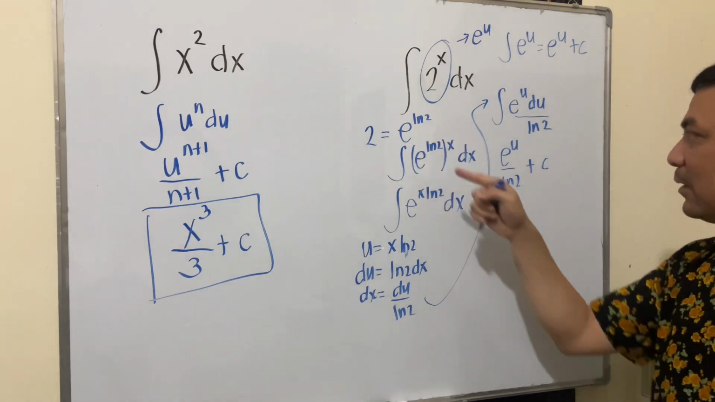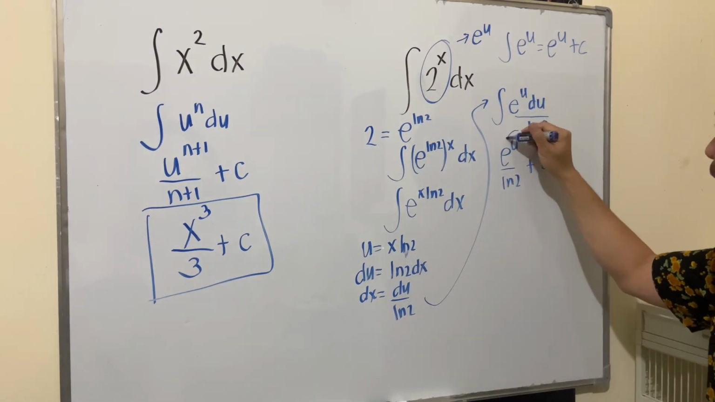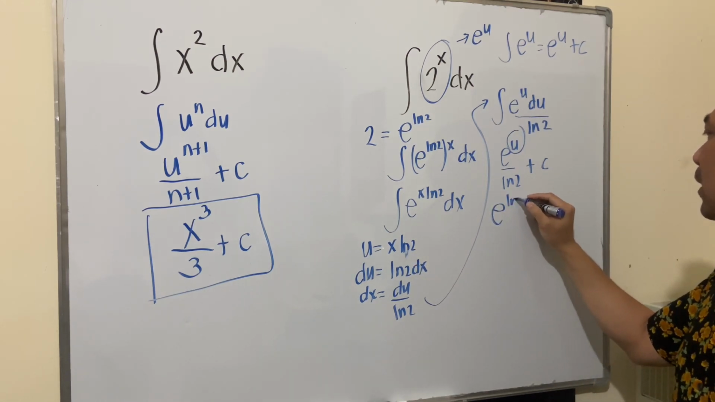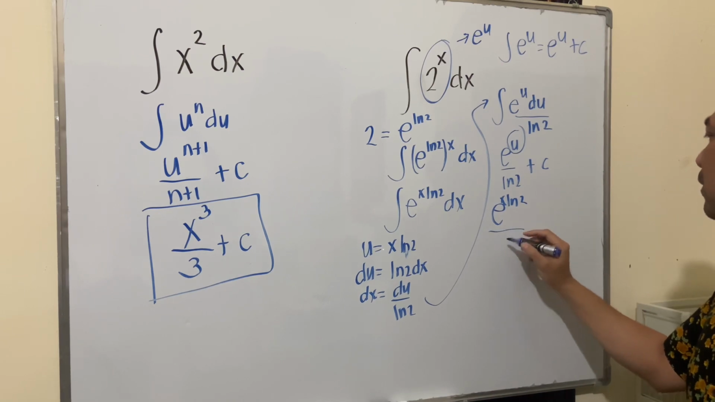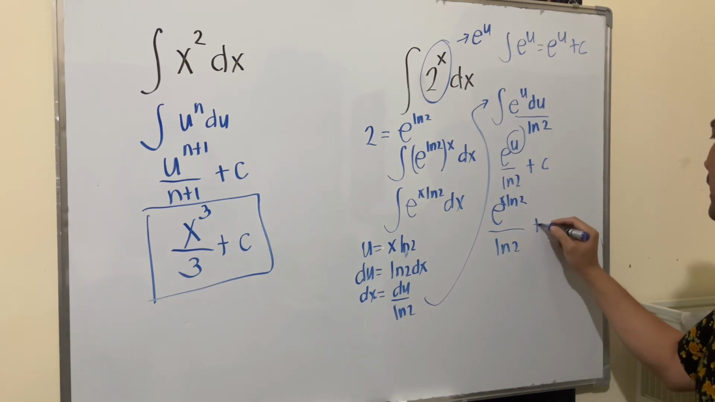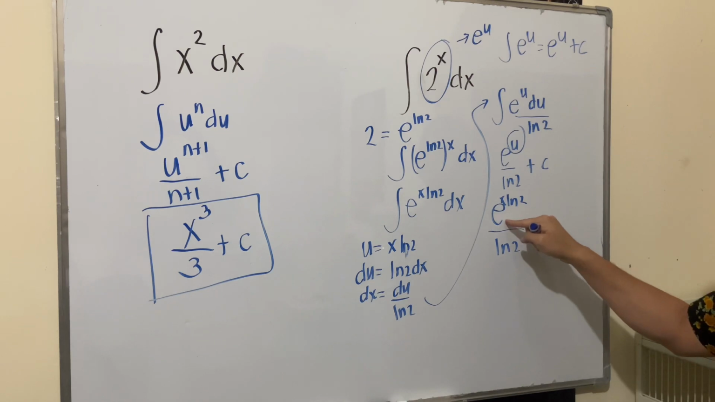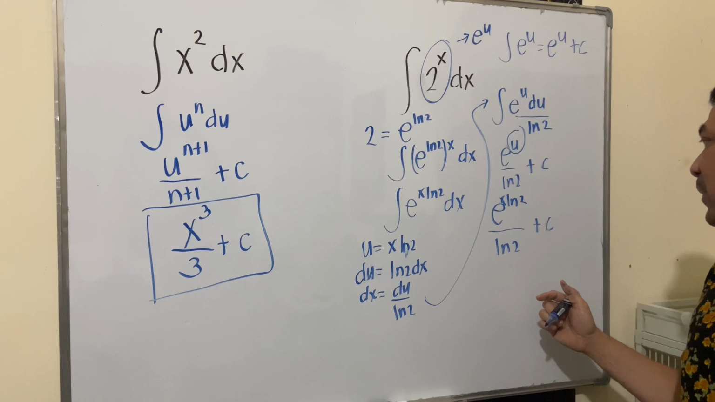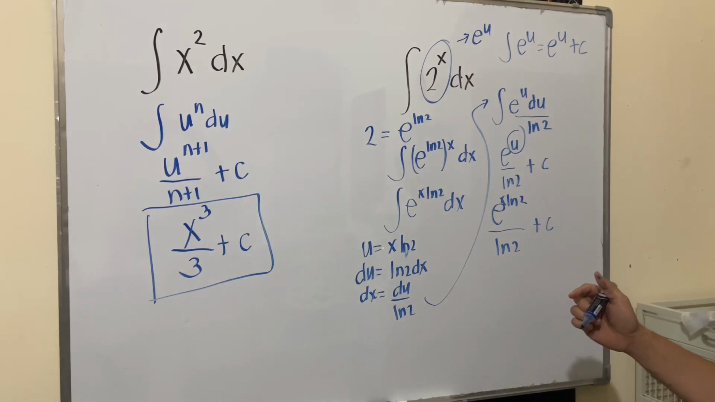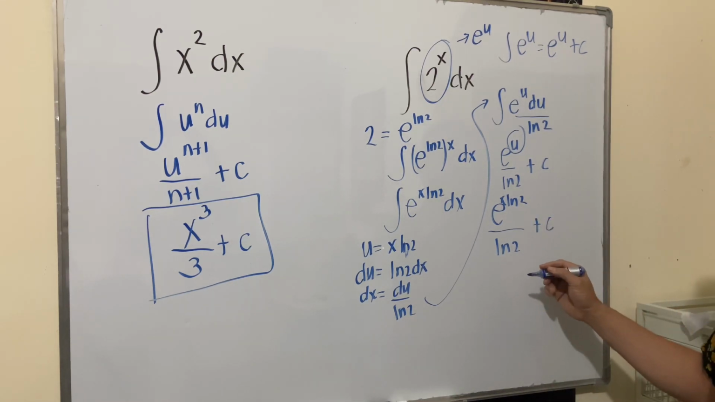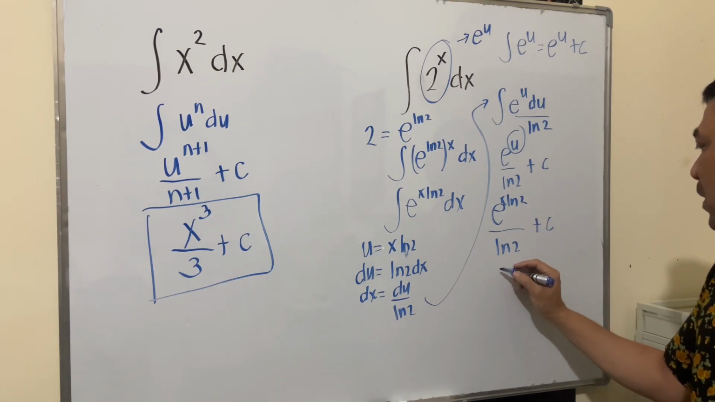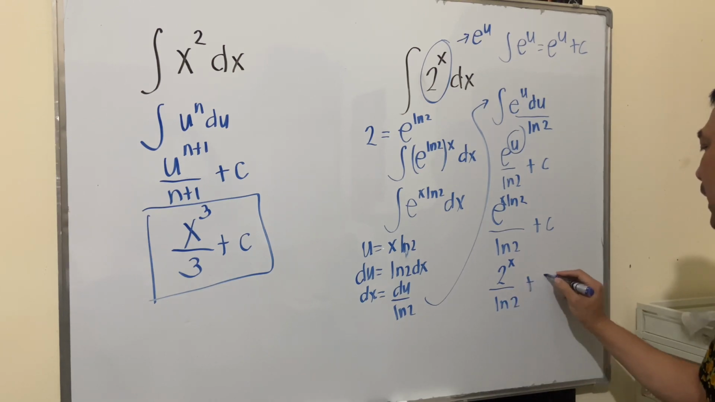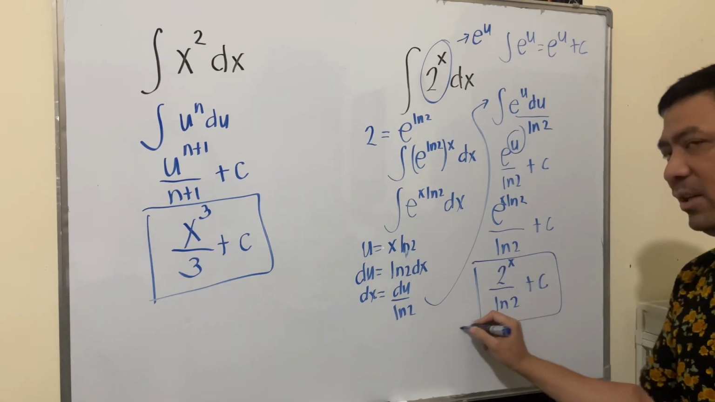But then again, going back to the value of u here, which is x ln 2, that means e raised to x ln 2 over ln 2 plus c. Okay? But e raised to x ln 2 is what? It's actually 2 raised to x, since e raised to ln 2 is 2. So 2 raised to x over ln 2 plus c is our final answer here.